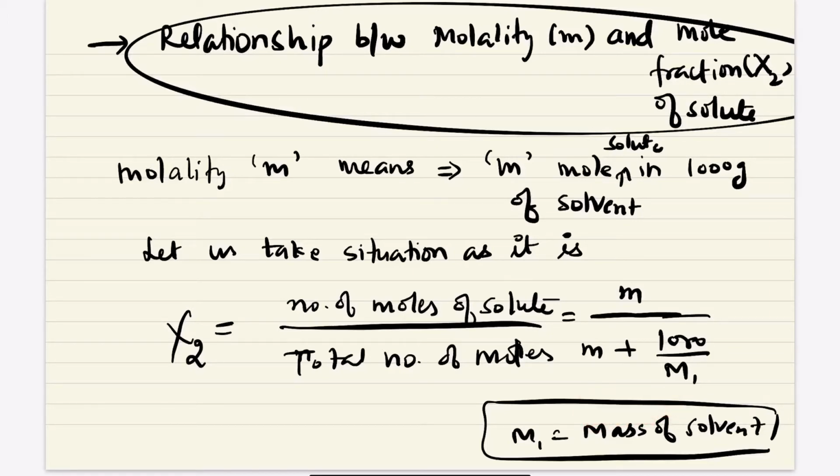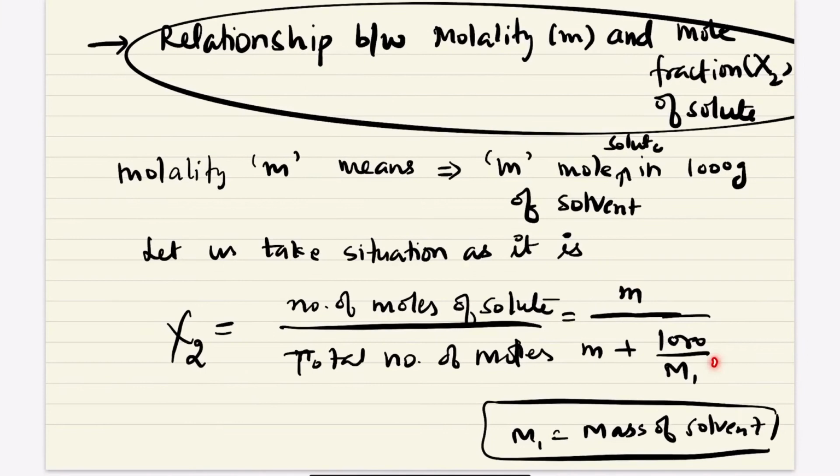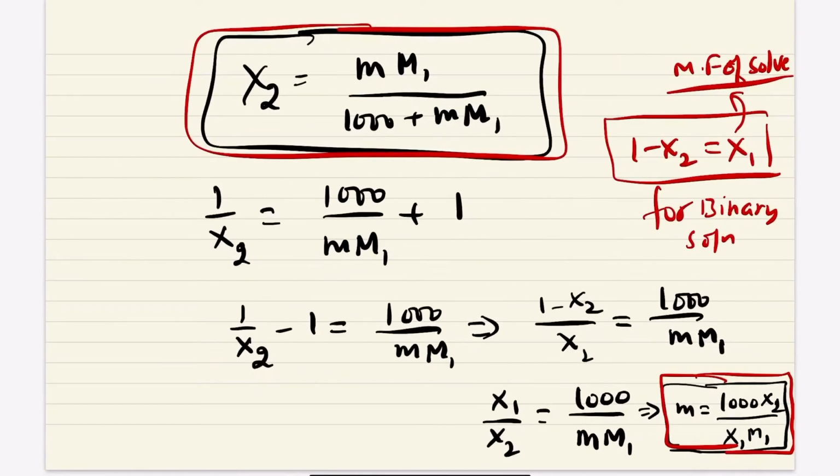Okay, so now we have to solve this. After solving, taking M1 in the denominator as common, M1 will come up, and here it will get multiplied by M1. By solving this equation you get x2. What is x2? Not x2, chi2. Chi2 is the mole fraction of solute. This comes out to be molality into molar mass of solvent divided by 1000 plus molality into molar mass of solvent.